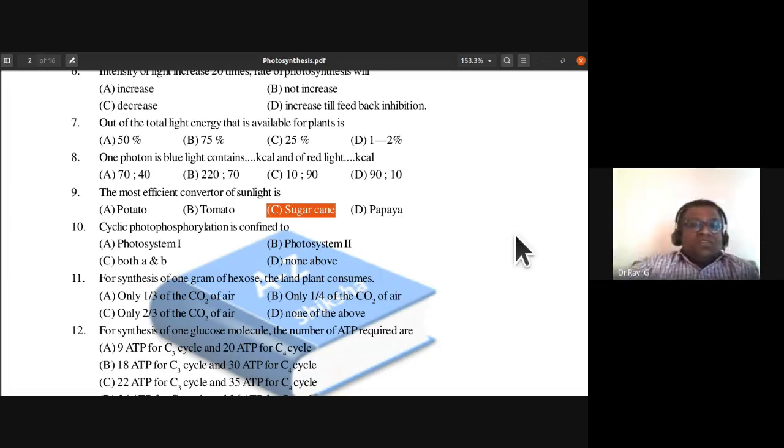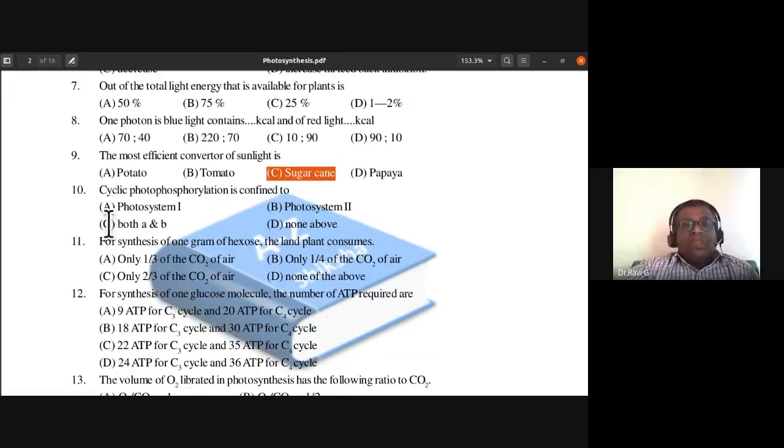So the cyclic photophosphorylation is confined to: photosystem 1, photosystem 2, both A and B, none of the above. What is the answer? The answer to the 10th one is A, photosystem 1. So they are confined to photosystem 1. And the cyclic photophosphorylation takes place in the stroma lamellae. That also you should remember.